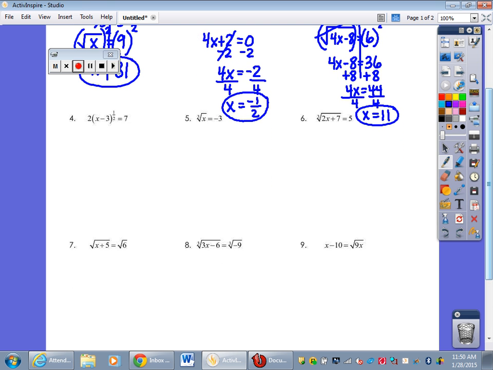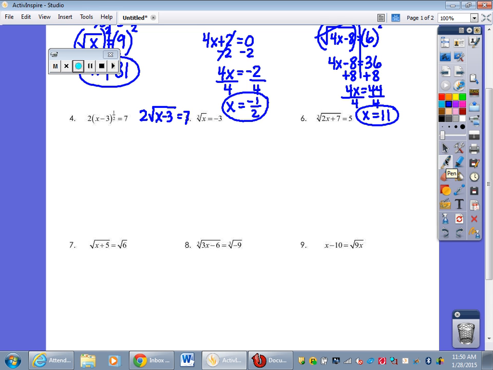All right, on the next one, if you want to, you can change this problem to actually say square root. Remember that to the half power is the same thing as taking the square root of the function. So I can actually write this as 2 times the square root of x minus 3 equals 7. They mean the same thing. Actually, I'm going to put it up here. Either way, these two functions mean exactly the same thing.